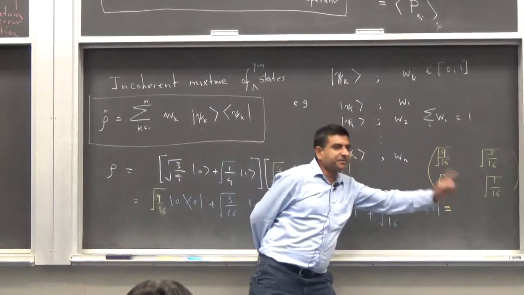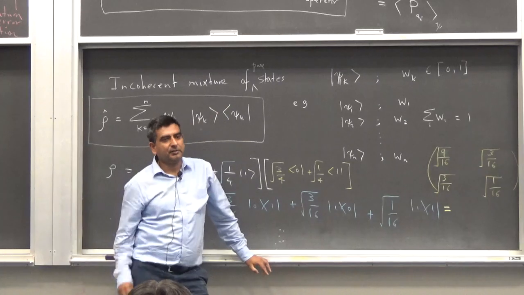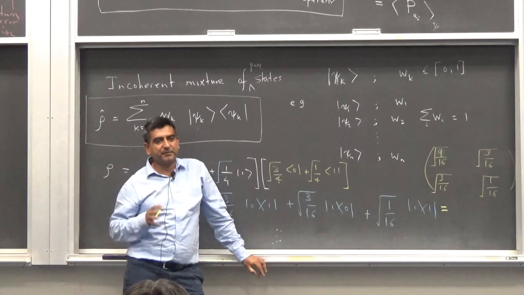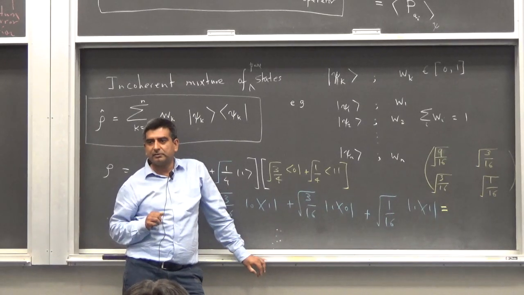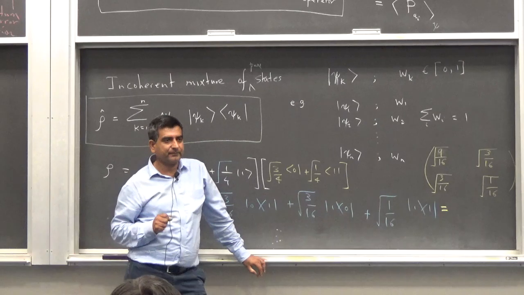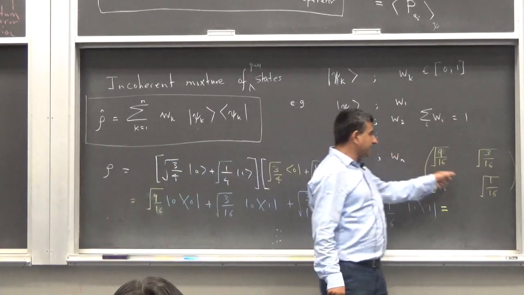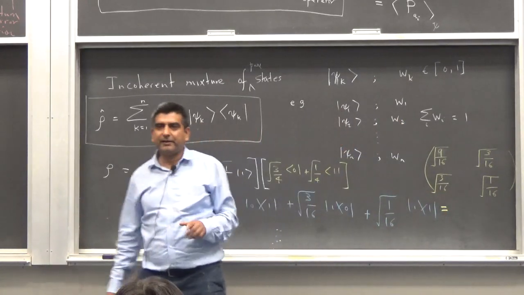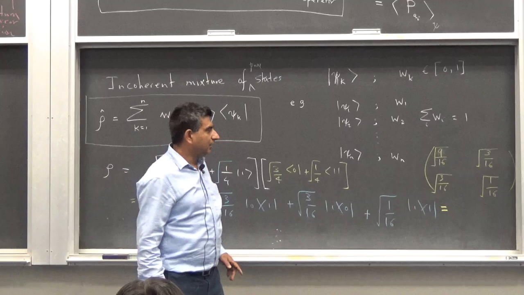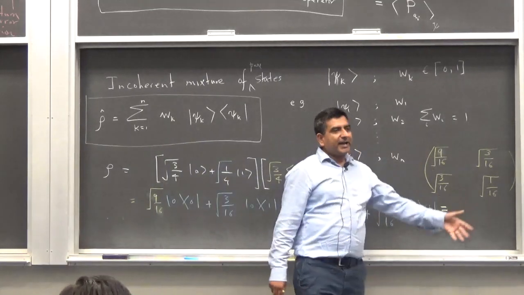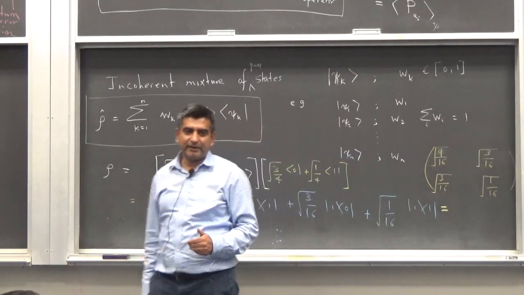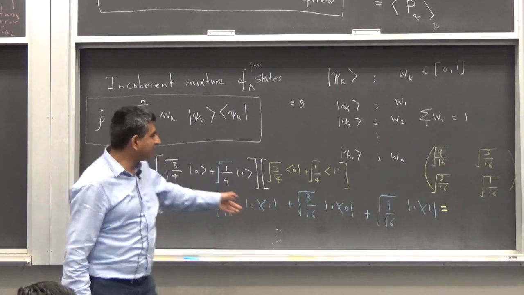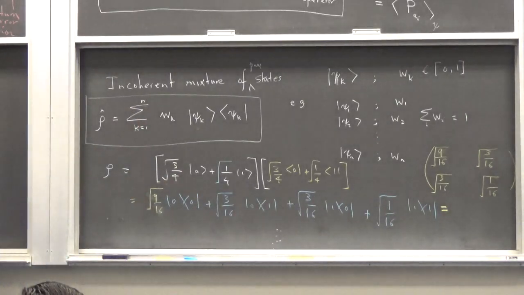So the trace of this matrix is 1, right? And is it also Hermitian? Yes, it's Hermitian. The diagonal elements are always real. The off diagonal elements can be real or imaginary, but it's always Hermitian. And if I were to take the eigenvalues of this matrix, a Hermitian matrix has real eigenvalues. So this is the density operator for this scenario over here.